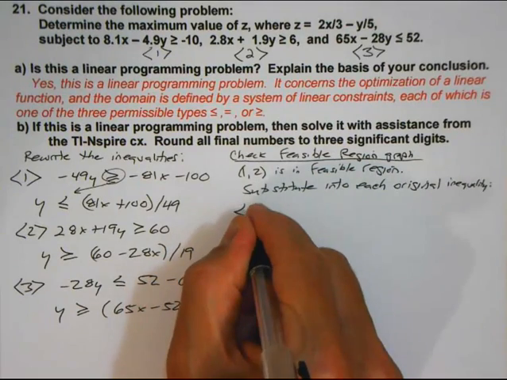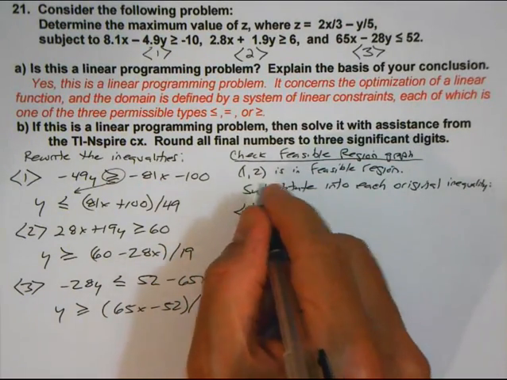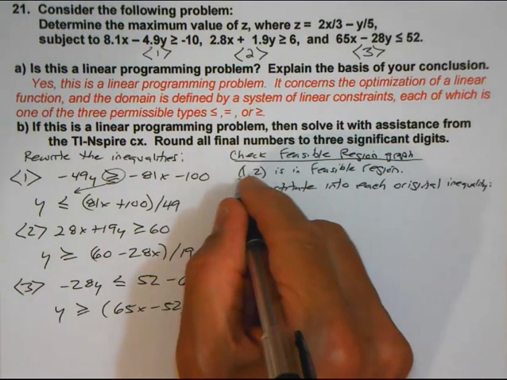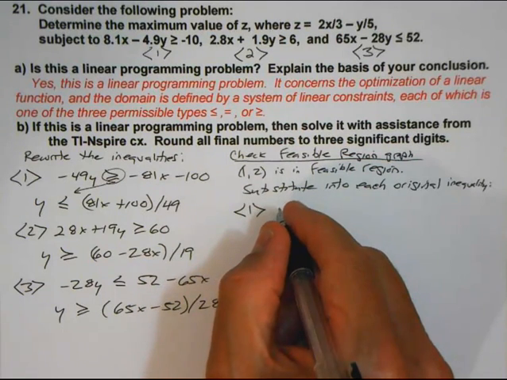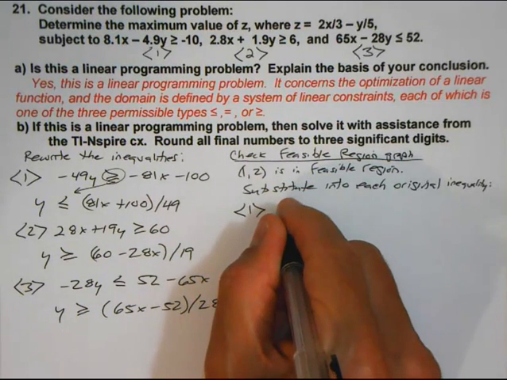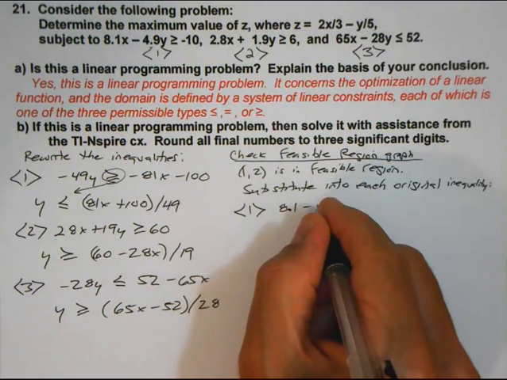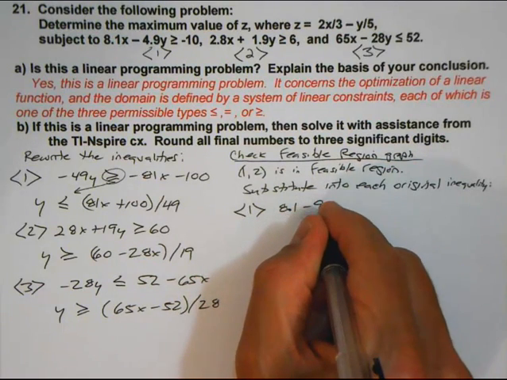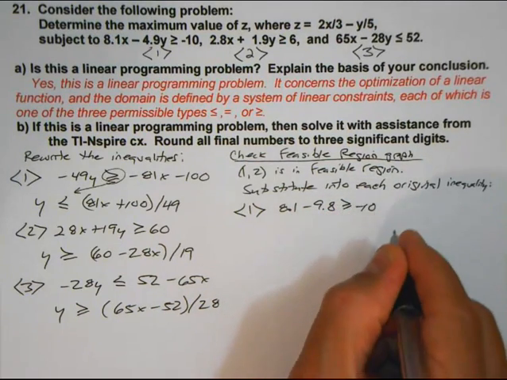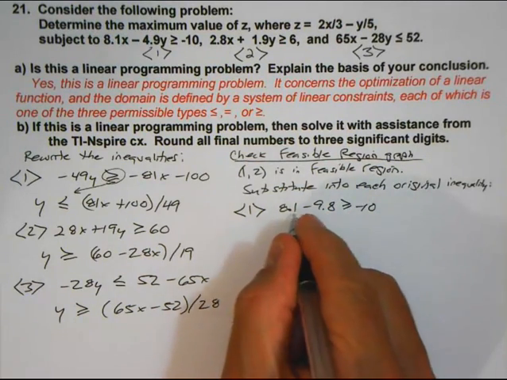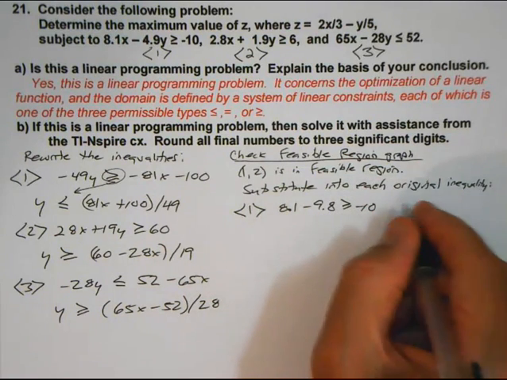Okay, let's take inequality 1. Now we can almost do this in our heads, so that's why we have this nice easy point 1, 2. Looking at inequality 1, x is 1, y is 2. That gives us 8.1 minus 2 times 4.9, which is 9.8. Is that greater than or equal to negative 10? Well, here it is negative 1.7, greater than negative 10? True.